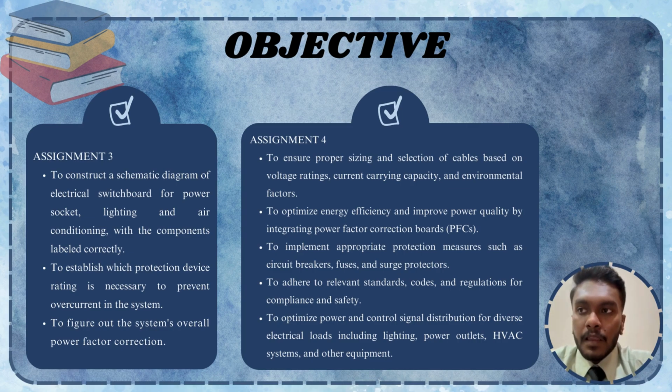In assignment 4, the first objective is to ensure the proper sizing and selection of cables based on the voltage rating, current carrying capacity and environmental factors. The second objective is to optimize the energy efficiency and improve the power quality by integrating the power factor correction board. The third one is to implement the appropriate protection measures such as circuit breakers, fuses, surge protectors. The fourth one is to adhere to the relevant standard codes and regulations for compliant safety. And the last one is to optimize the power control signal distribution for diverse electrical loads including the lighting, power outlet, HVAC systems and other equipment.